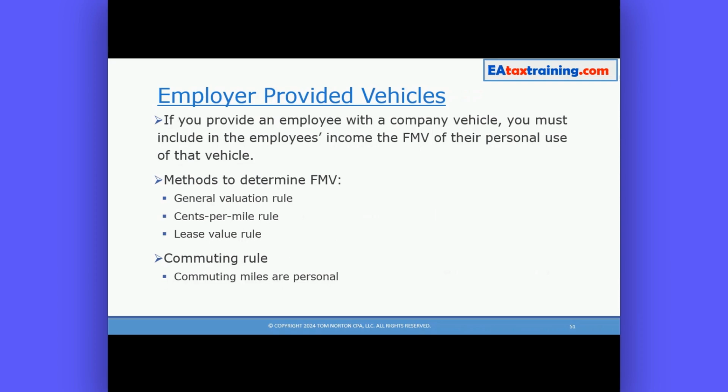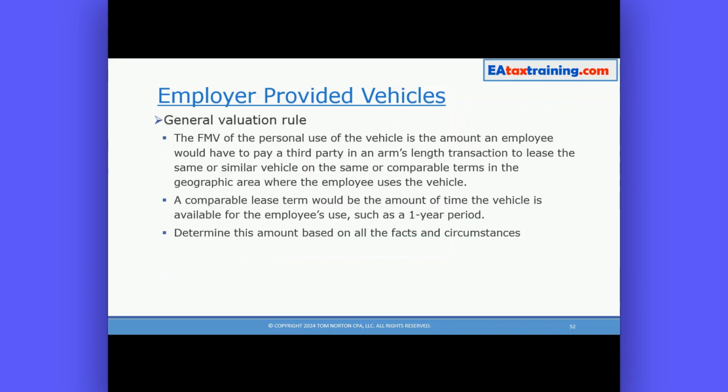So what needs to happen, no matter what method you're using to determine fair market value, is the employee needs to be keeping track of their miles. How many personal miles and business miles are they using? And then they need to report that to the employer so that the employer can figure out the fair market value of the personal use. And so you need to make it clear to your employees that commuting miles need to be included in the personal miles. So let's start with the different ways of determining the fair market value.